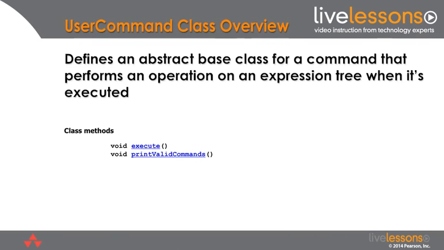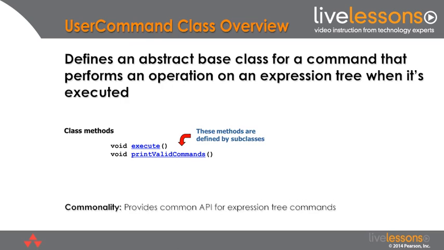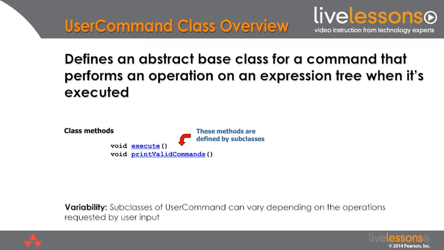Let's take a look at the user command interface. This is going to define an interface for a command that will perform an operation on the expression tree when it's executed. We're actually going to define this as an interface using Java. We'll have two methods, one called execute and one called print valid commands. These methods will be defined by the implementation classes. The commonality here is we have a common interface for all the expression tree commands. They'll all have methods called execute. And the variability is that we can have different implementations of that interface, which can provide support for the different operations requested by the users.